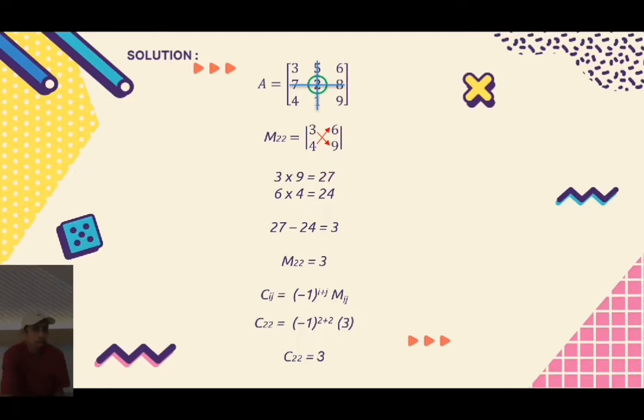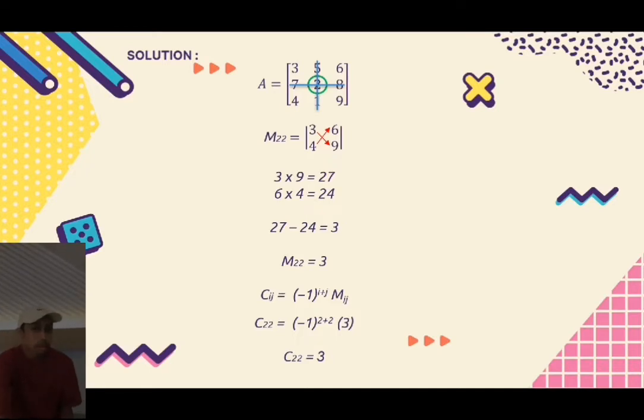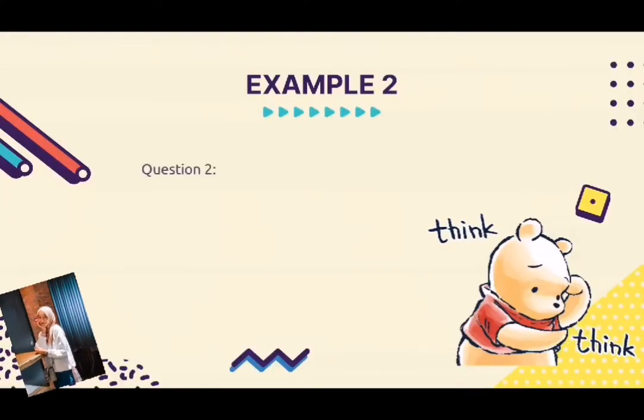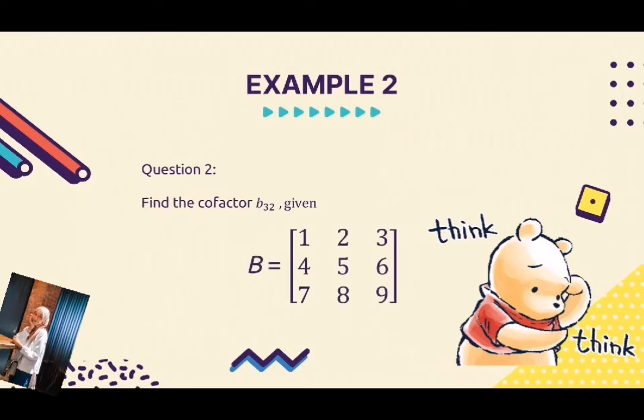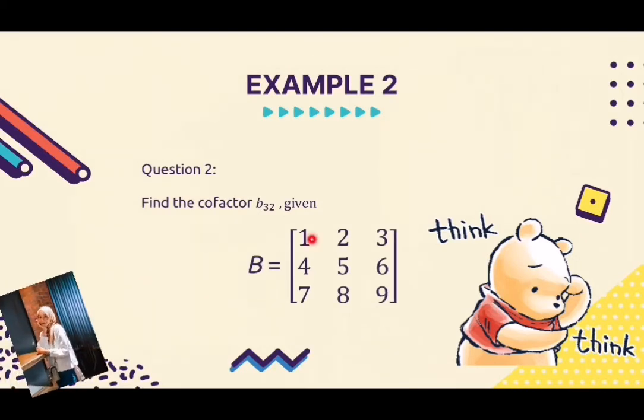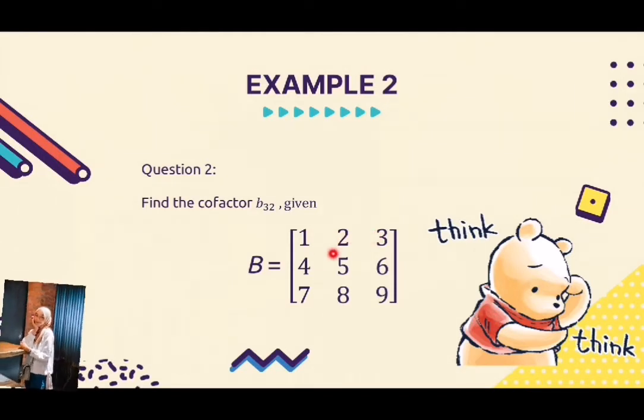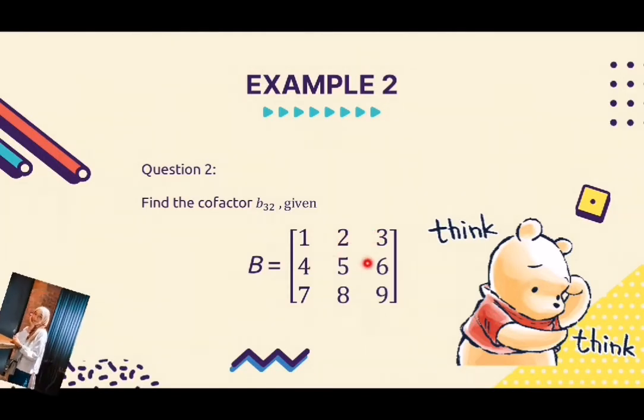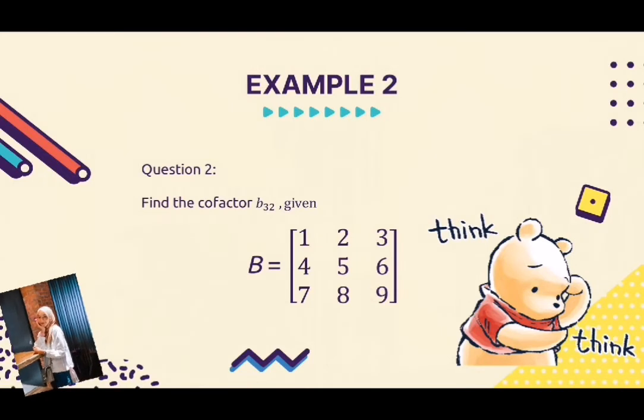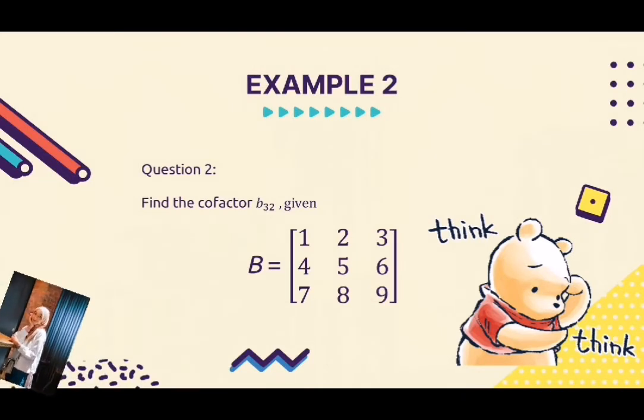And now I will let Nur Kadira go through another example. Example 2. Find the cofactor B3, 2 given matrix B where the elements are 1, 2, 3, 4, 5, 6, 7, 8, 9. How are we going to solve this?